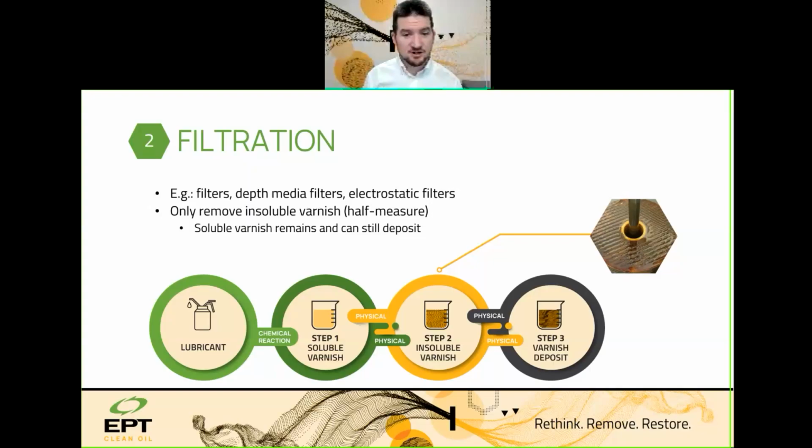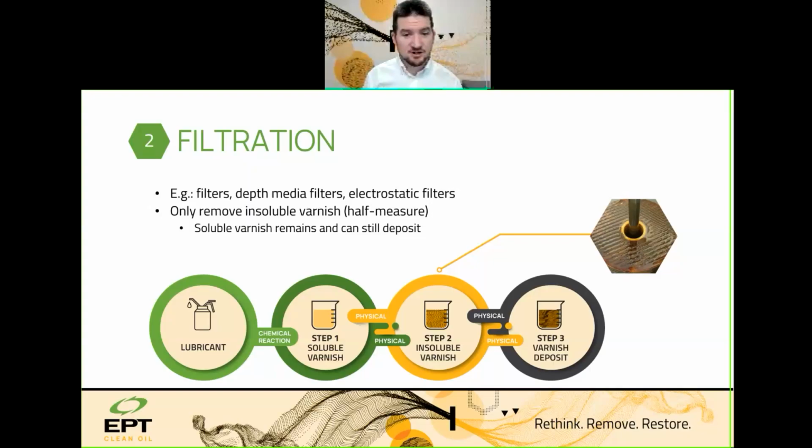I'm never going to speak ill of filtration. It's obviously very well established that reliability increases with good filtration. You want to be removing varnish particles from your oil. You want to be removing dirt, dust, grit, nuts, bolts. All of these things are bad for your system. So filtration is very important in that regard.